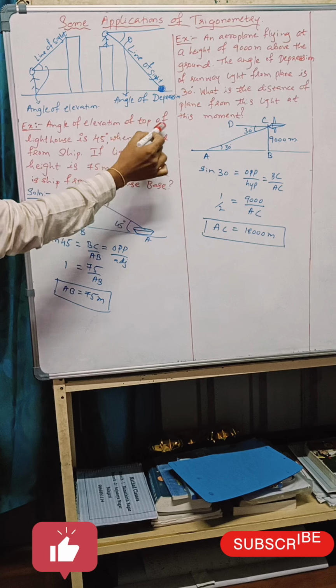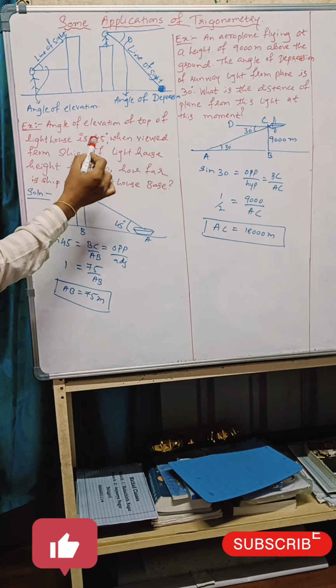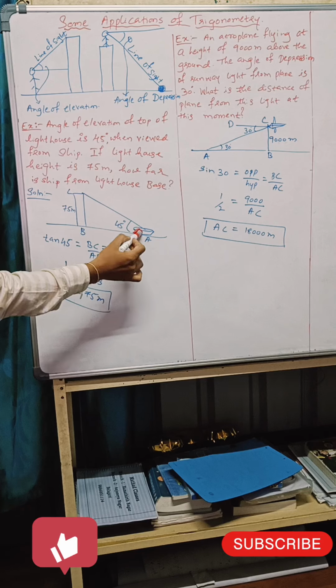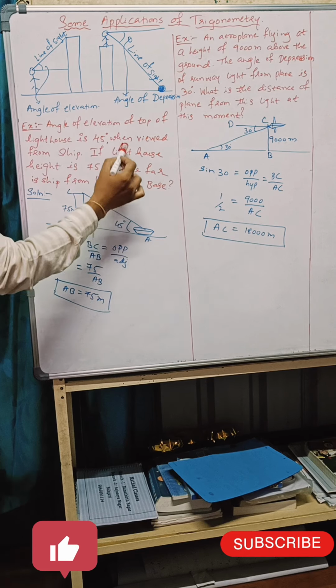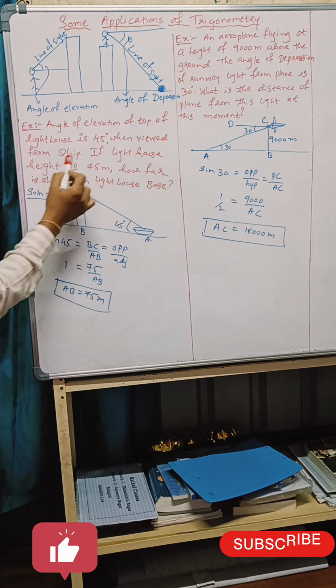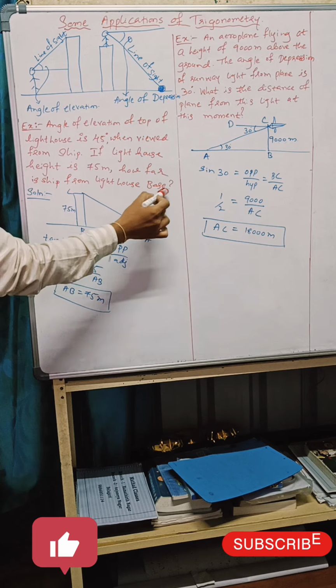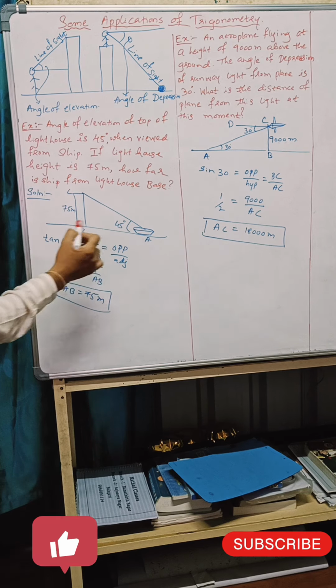The angle of elevation of the top of a lighthouse is 45 degrees when viewed from a ship. If this is the lighthouse, and the angle of elevation of its top from a boat is 45 degrees, and the lighthouse height is 75 meters, how far is the ship from the lighthouse? That we have to calculate.